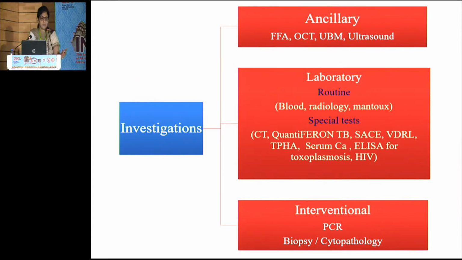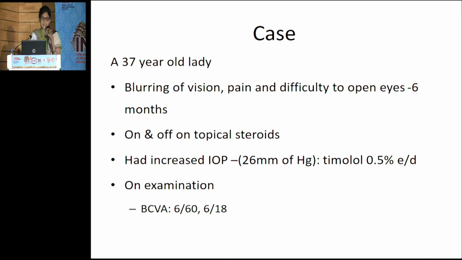And of course, the investigations, I'm not going very much into detail, but in any case of pan-uveitis, especially granulomatous, I would like to do a CT instead of a chest X-ray, which is very, very useful. And of course, these are all the other investigations which we normally do in patients with pan-uveitis, again, depending on what you're thinking. So let me just discuss this case.